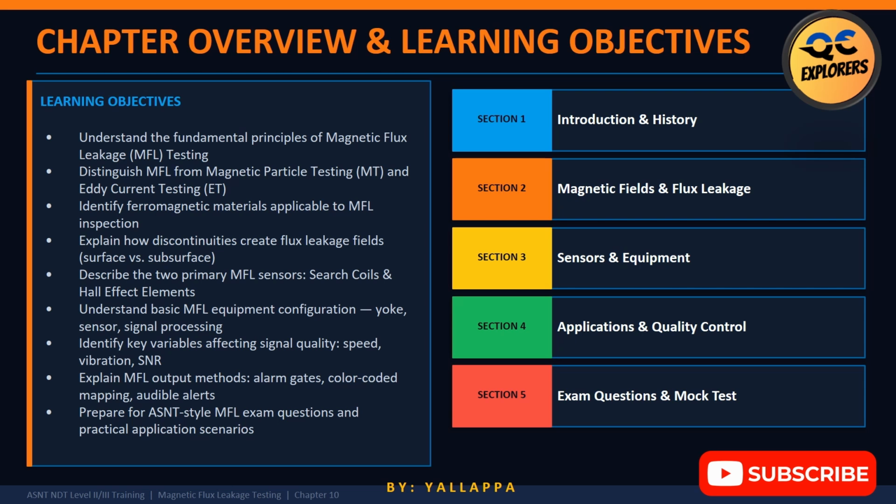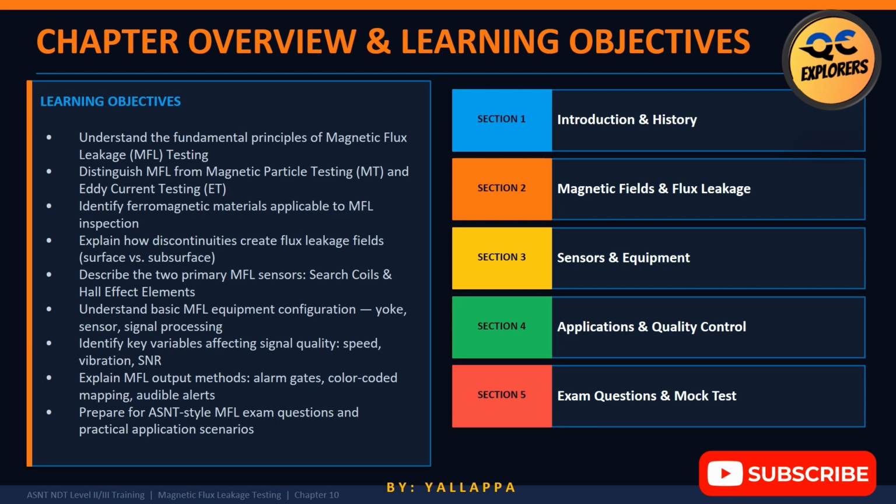Before learning any NDT method, you need to know exactly what must be mastered. In this chapter, we will focus on 7 major areas. First, the basic physics behind MFL. Second, how MFL differs from MT and eddy current testing. This is where many inspectors get confused. Many Level II candidates answer this incorrectly. They assume MFL belongs under MT because both use magnetization. Wrong. Historically, MFL was actually classified under eddy current testing because of the sensor technology, not because of magnetization. That's a classic ASNT trap.